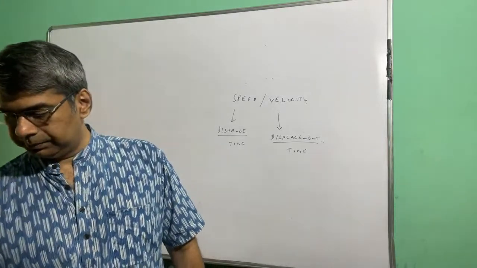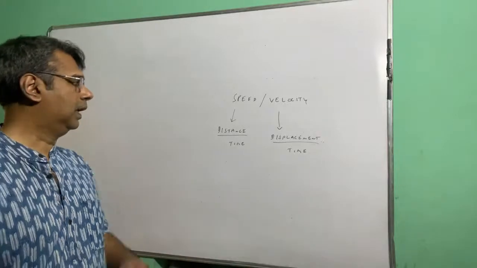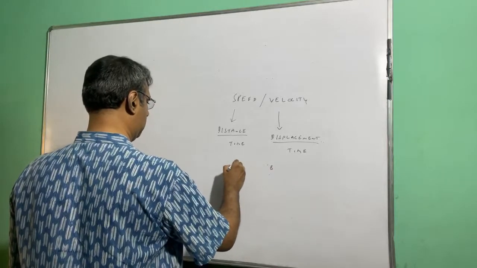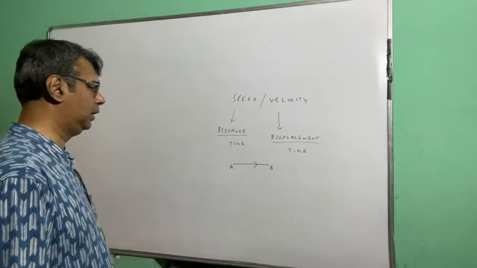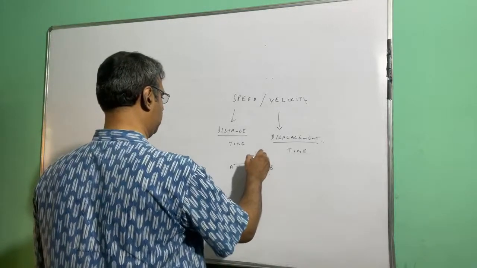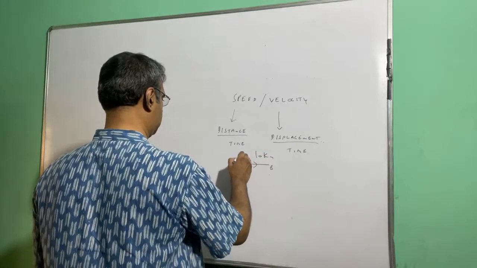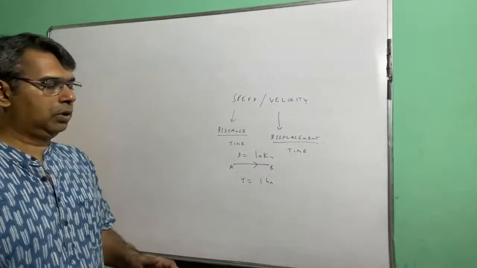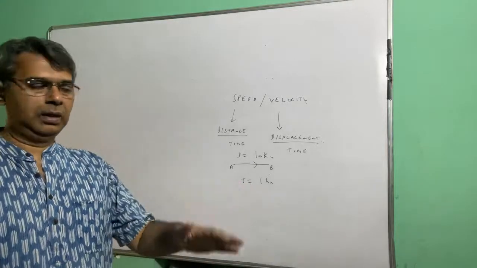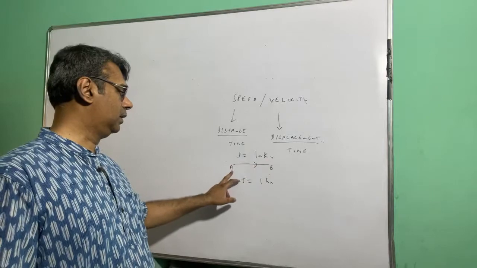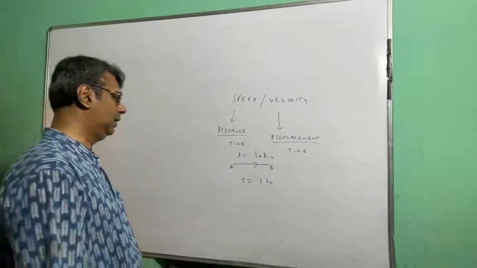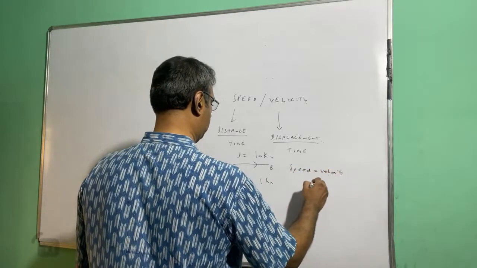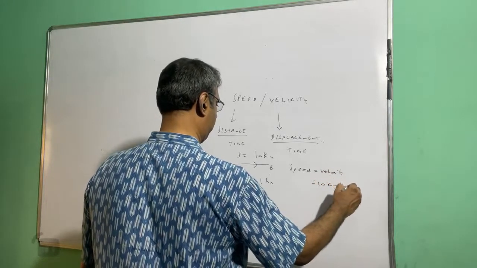Now if a body is moving from point A to point B, and the distance from A to B is 10 kilometers and the time taken is 1 hour. So suppose there is a body which is going straight from A to B, and the distance from A to B is 10 kilometers and the time from A to B is 1 hour. So in that case, the speed and the velocity of the body both will be 10 kilometers per hour, right?